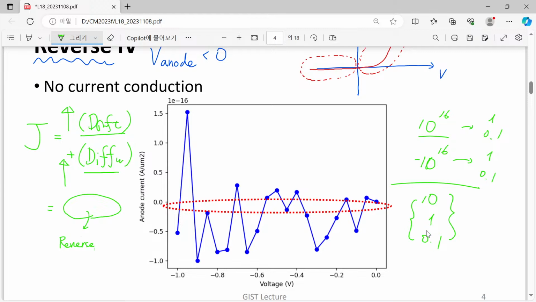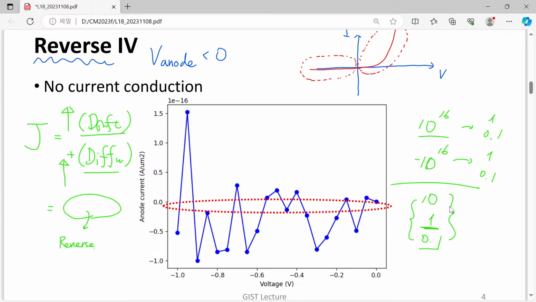So the result shown here, on the order of 1 or 0.1, doesn't make any sense in the numerical simulation. Since our current density is given as drift plus diffusion, in the case of this reverse bias condition both of them are quite strong, and they are cancelling each other. That's the reason why we cannot get a meaningful value for this current conduction. So it reveals the importance of precision.